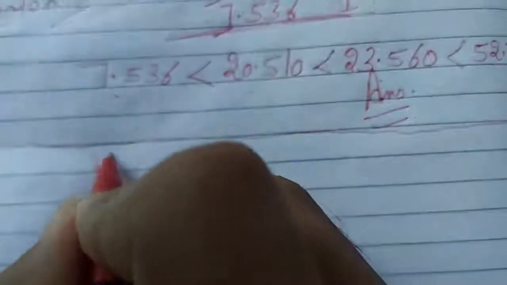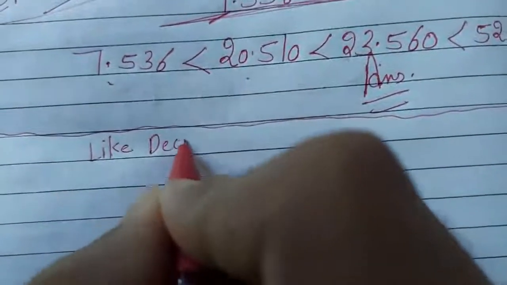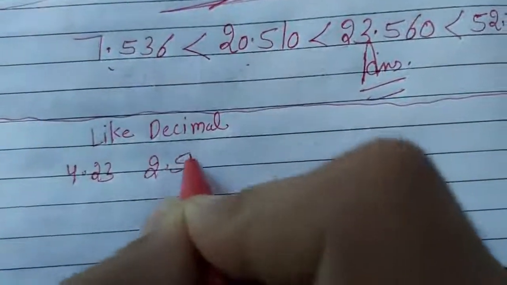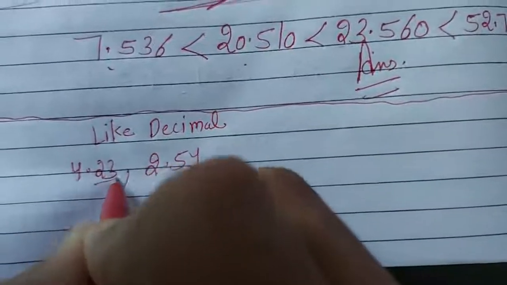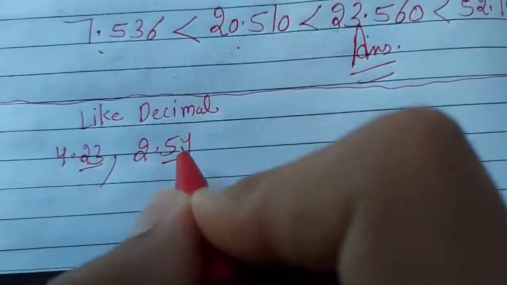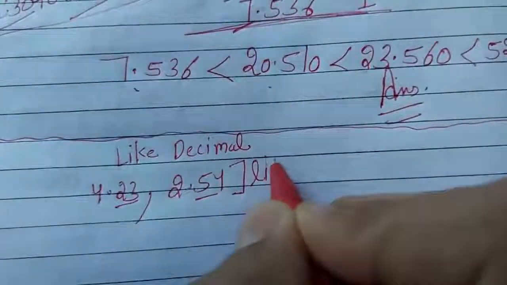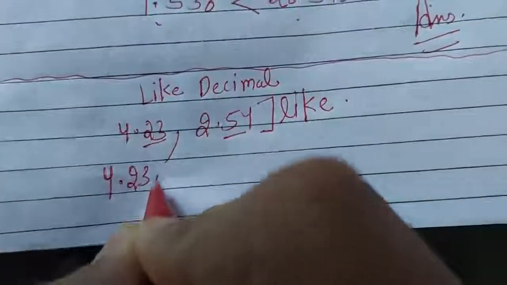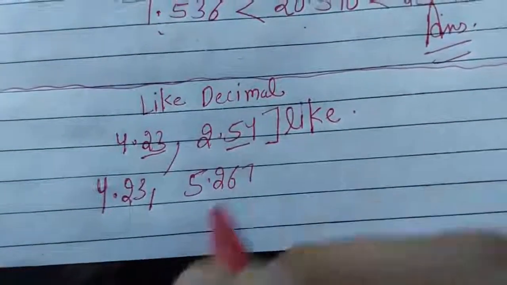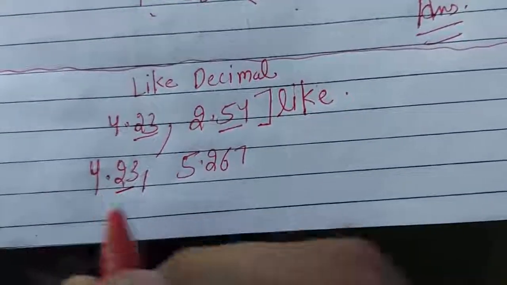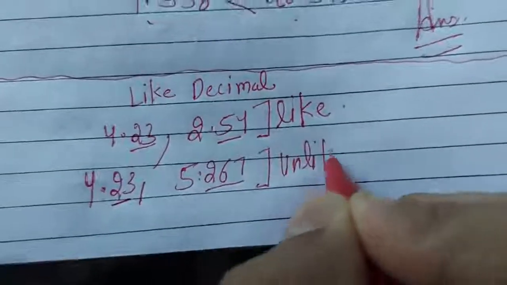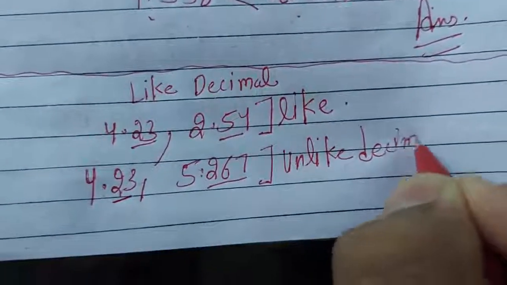The topic name is like and unlike decimals. Like decimals are those, suppose this is a decimal number and this decimal is having 2 digits after the decimal, and this is also having 2 digits after the decimal. So it comes in the category of like decimals. And suppose these are the two numbers. Here 2 digits are there after the decimal, here 3 digits are there after the decimal. So it comes in the category of unlike decimals. So now you should know what is a like decimal and what is an unlike decimal.